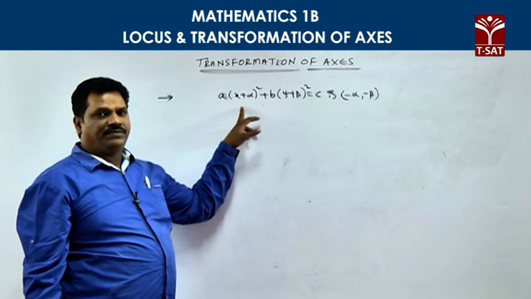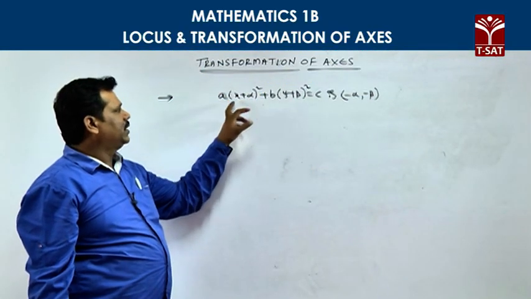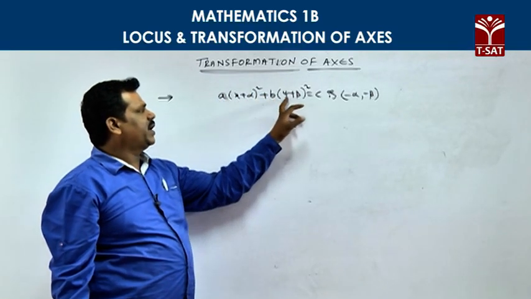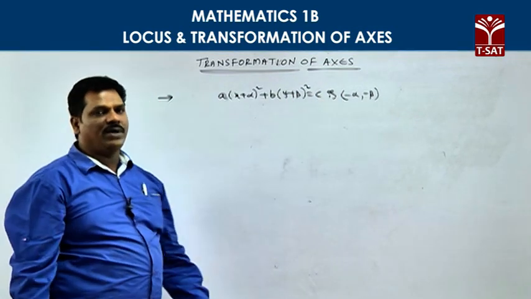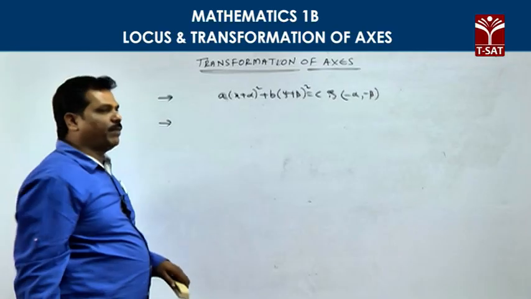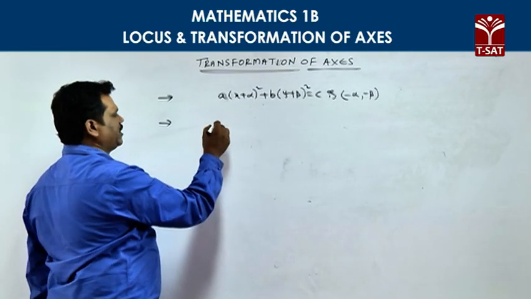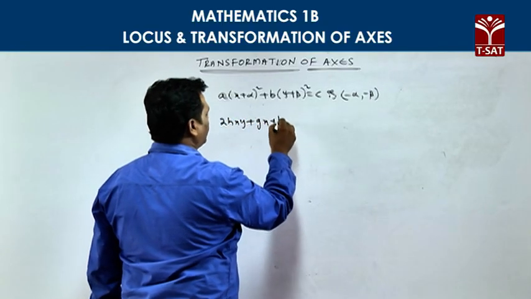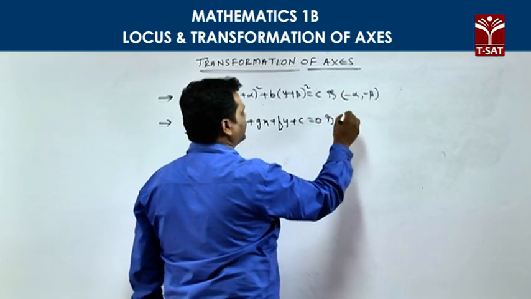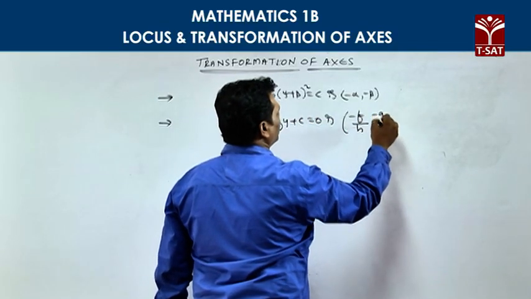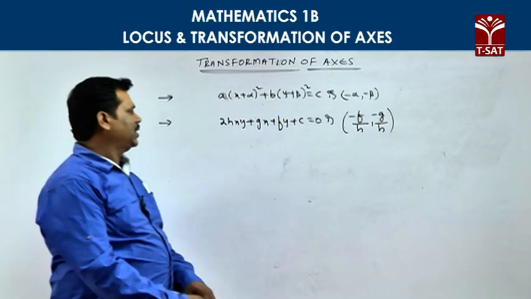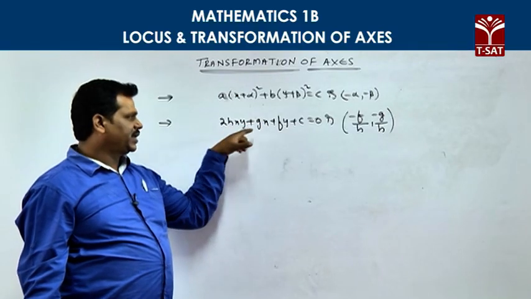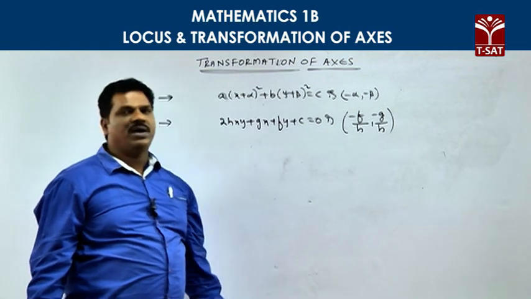The point to which the origin has to be shifted, eliminating the x and y terms in the equation a(x + α)² + b(y + β)² = c, is (−α, −β). Another point: the point to which the origin has shifted, eliminating the x and y terms in the equation 2hxy + gx + fy + c = 0, is (−f/h, −g/h).